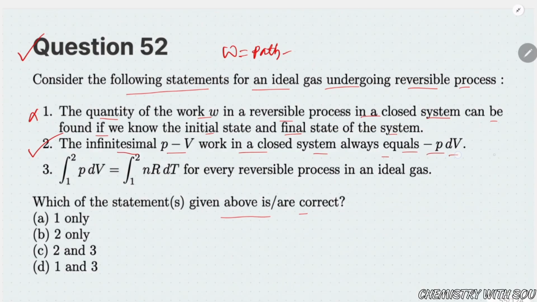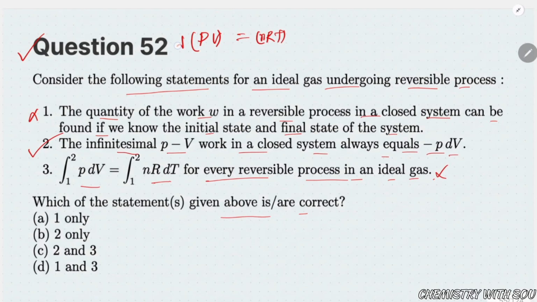The PV work is expressed in this. It is equal to nRT for every reversible process of an ideal gas. No, this is not correct. Why? Because for an ideal gas, PV is equal to nRT.